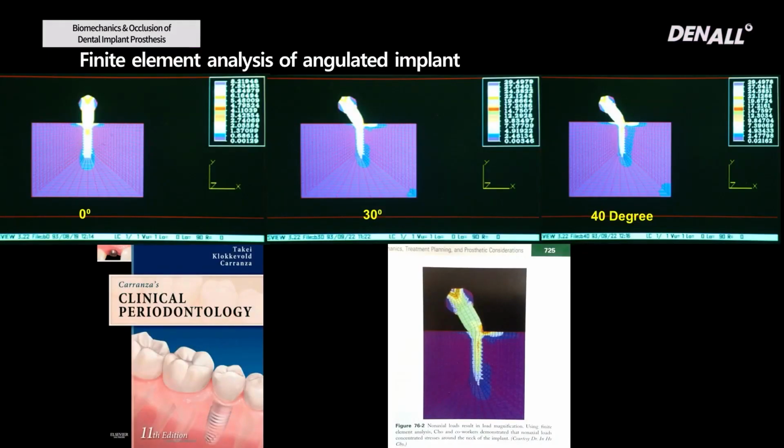In this case, there are precautions. If you look at the finite element analysis, 0 degrees, 30 degrees, up until 30 degrees at the flange, the stress is not concentrated, but if it exceeds 30 degrees and 40 degrees, the stress is concentrated and you can see a band is formed. Therefore, when you place the implant in an angled way, you need to bear in mind not to exceed 30 degrees. In Dr. Carranza's Clinical Periodontology textbook, on page 275, the finite element analysis is under my name.